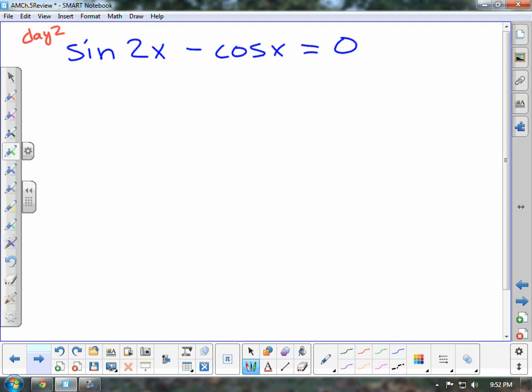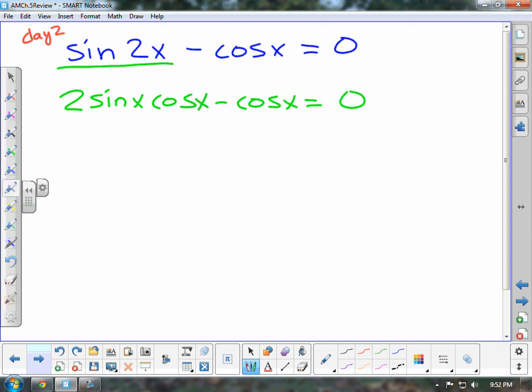And so we're going to need to look at our trig identity sheet. And we have sine of 2x, which there's a double angle formula for, or a double angle identity. It says sine of 2x equals 2 sine x cosine x, minus cosine x equals 0.